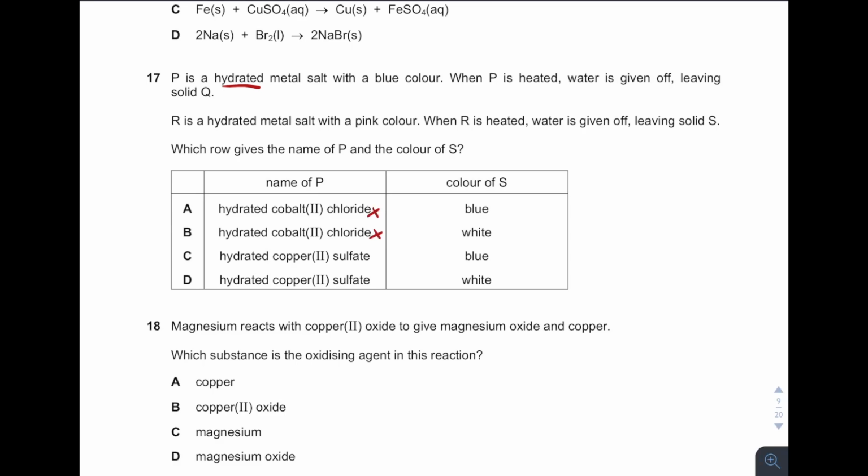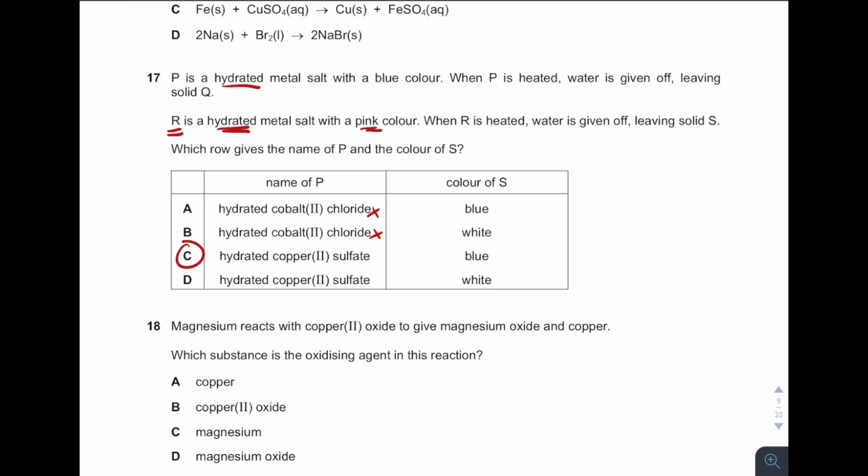It can be cobalt. Remember, cobalt, when it is hydrated, is pink in color. When it is anhydrous, it is blue in color. So from here you know that R has to be cobalt(II) chloride. When it is hydrated, it is pink in color. When it is anhydrous, without water molecules, remember, it is blue in color. So the answer has to be C.